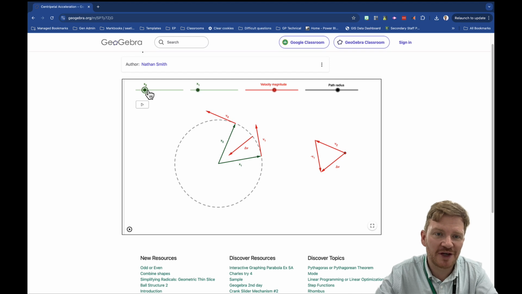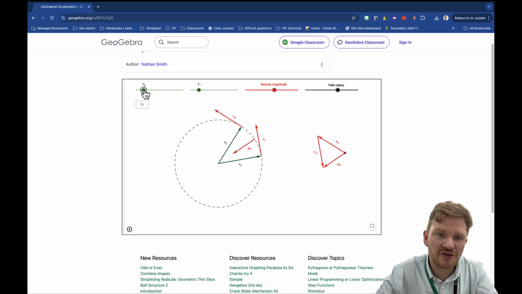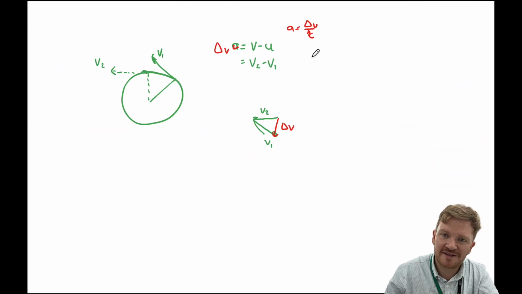Now you should remember that from IGCSE. We know that for an object going in circular motion, we can say that acceleration is always towards the center of the circle.